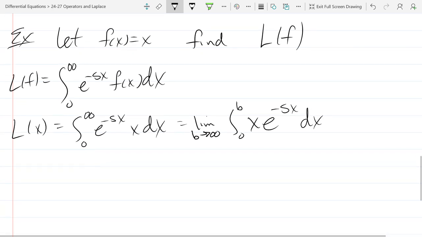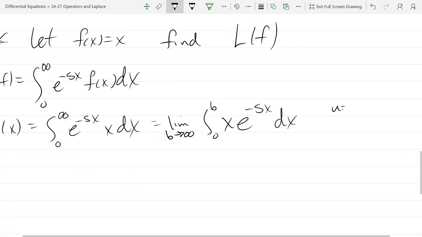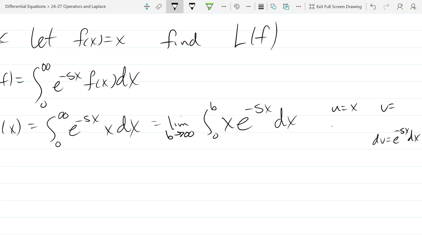So when we go integration by parts, what choice should we make for u? So u should be x, and then that forces dv to be e to the negative sx dx. So you need to find v, and I'll do du. Du is just dx. So you need to figure out what v is, and then go ahead and use integration by parts. And if integration by parts is not on your cheat sheet, it needs to get on there for Laplace transforms, at least. Unless you know it already, in which case you don't need to write it on your cheat sheet.